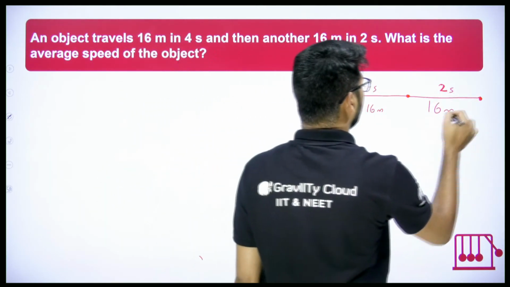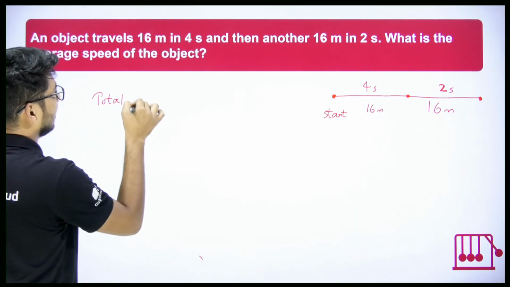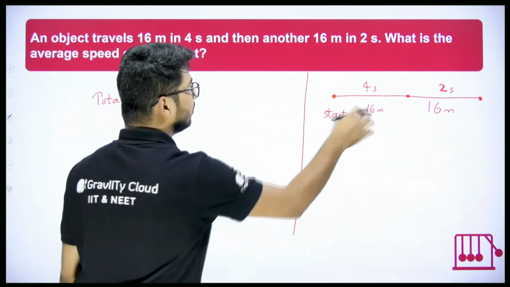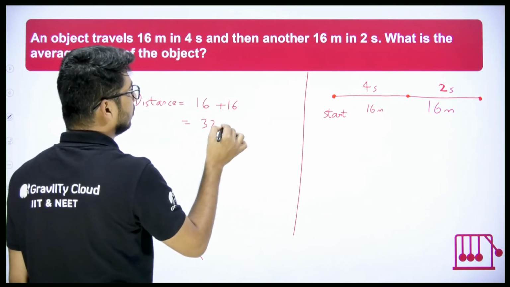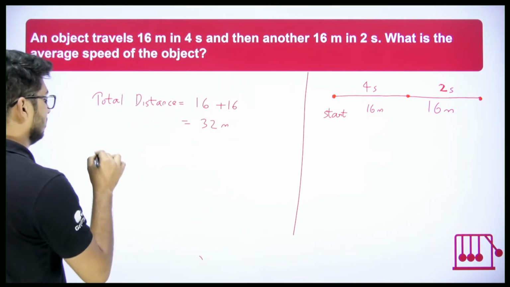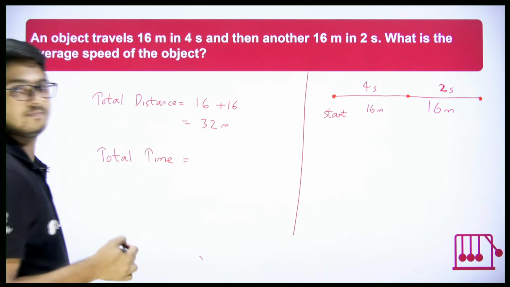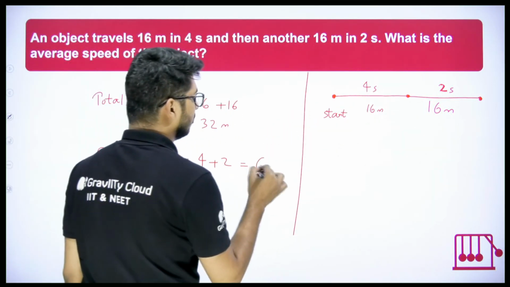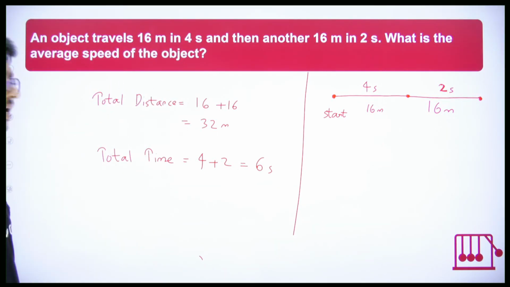So here, what is the total distance? The total distance is equal to 16 plus 16. That is how much? 32 meters. What about the total time? Total time is 4 plus 2, and 4 plus 2 is equal to 6 seconds. Understood? So you have total distance, you have total time.